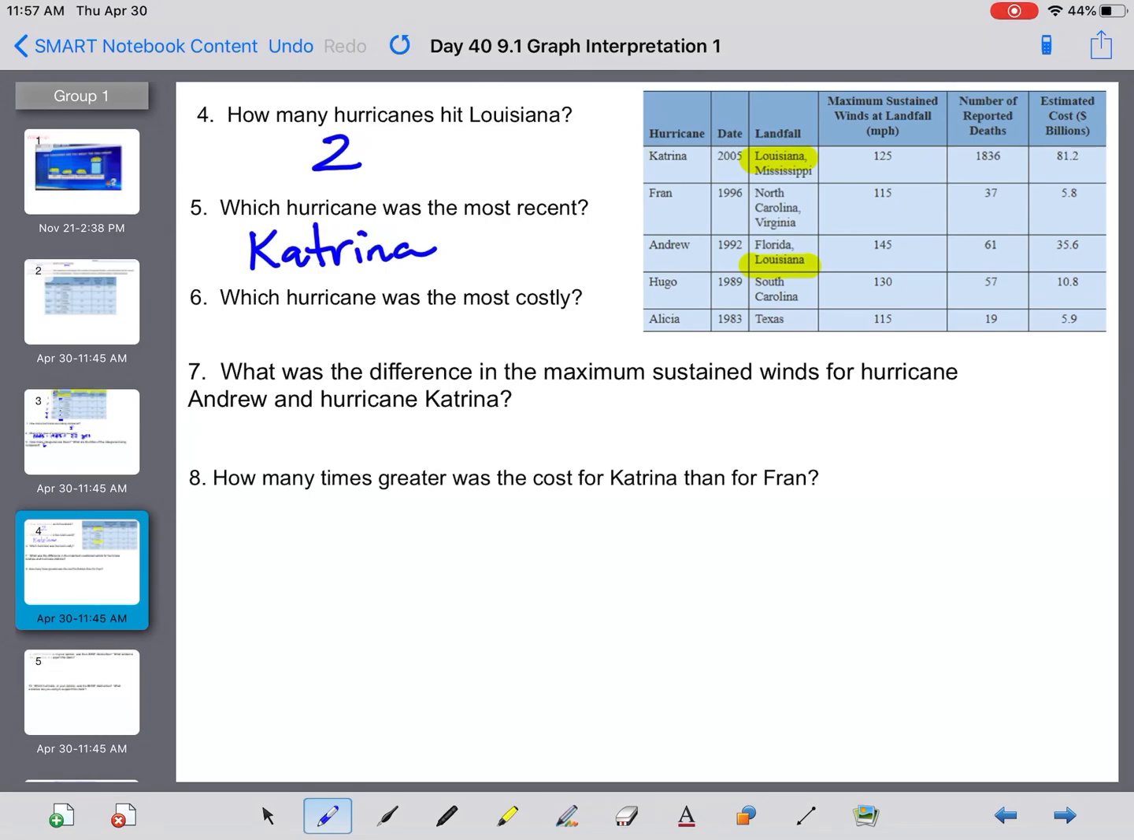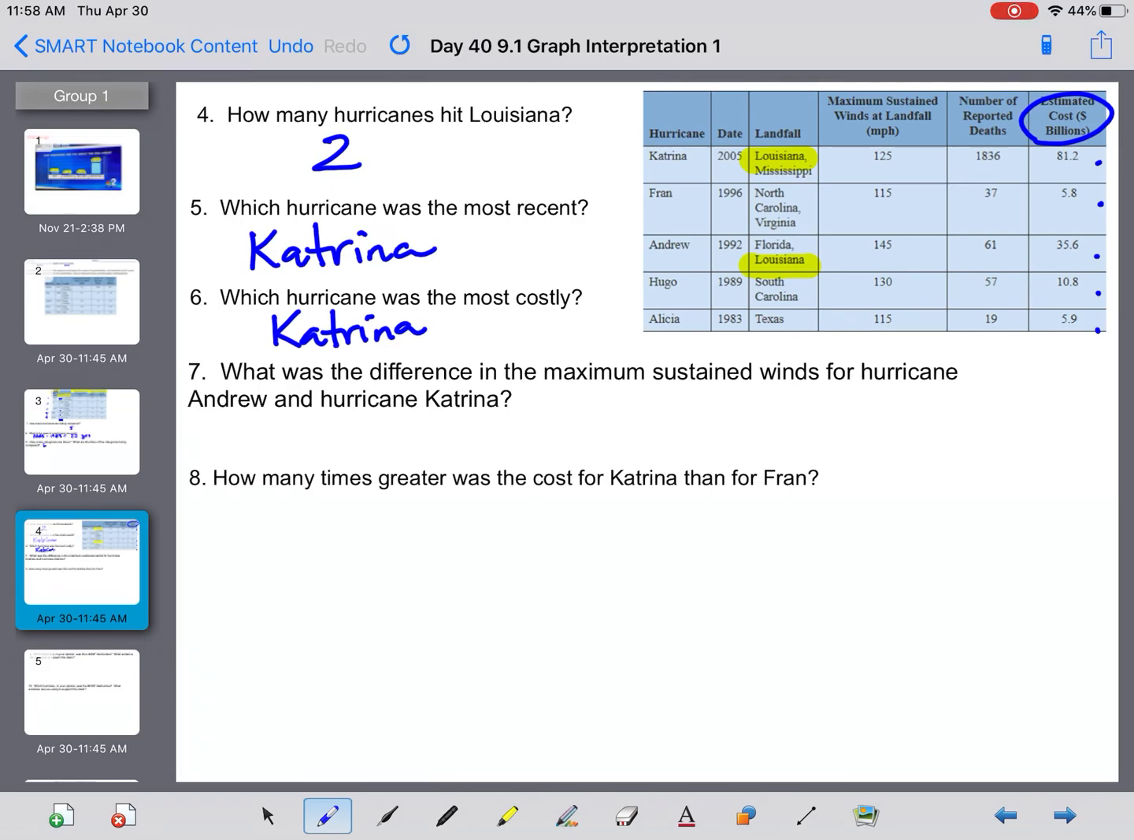And then which hurricane was most costly? So that's where I'm going to go down to this estimated cost column. And I'm just going to look down. I have 81.2 billion, 5.8, 35.6, 10.8, and 5.9. So most definitely looks like Katrina was the most expensive hurricane.